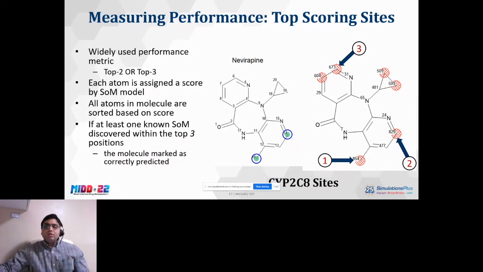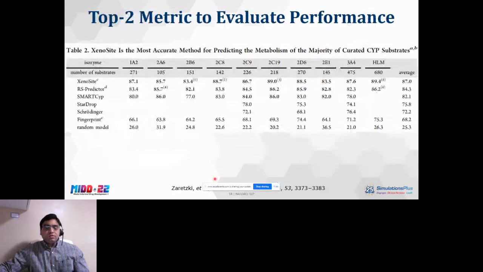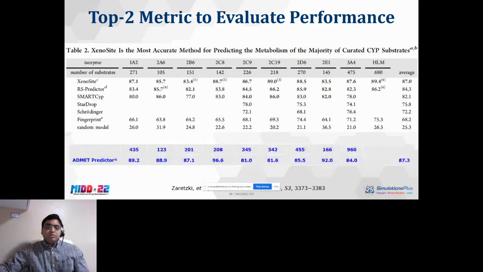This is the top two metric performance reported by Zaretsky in 2013. The overall Xenocyte model was considered to be the best of all these nine models, with an average of 85 to 87% accuracy. If we look at the performance of the current ADMET Predictor, we can see that our models are performing equally or even, in some cases, better than the models reported in the past.